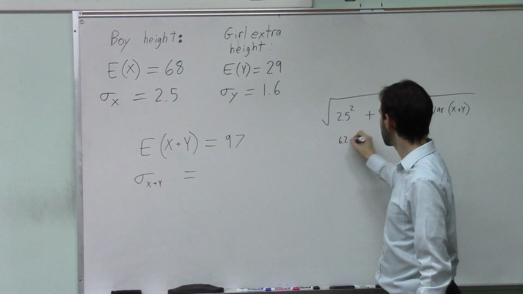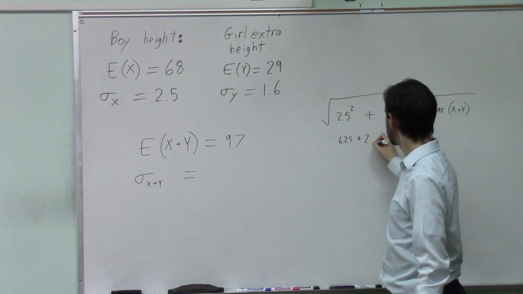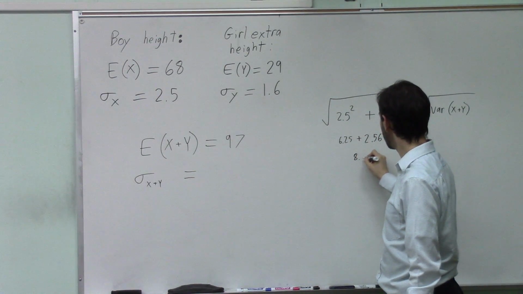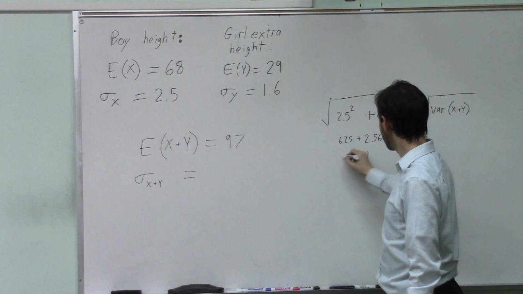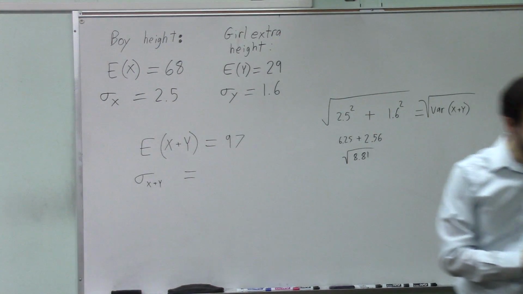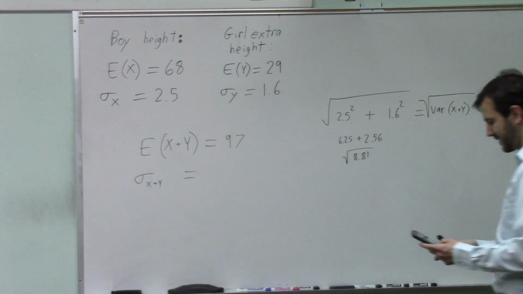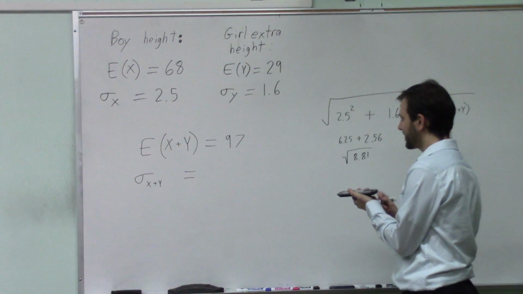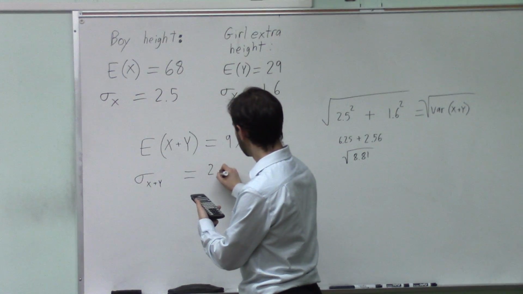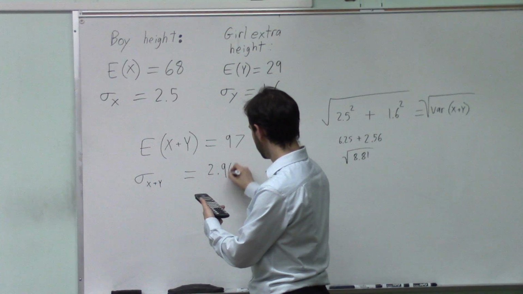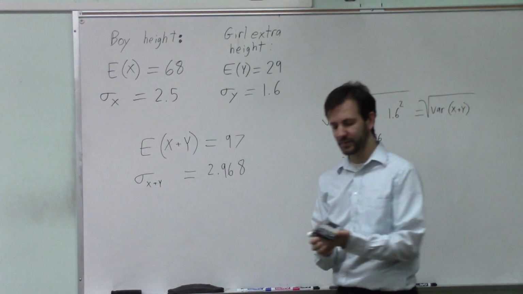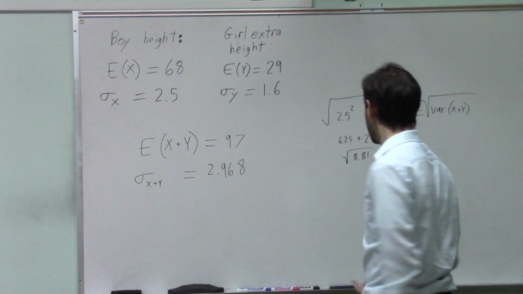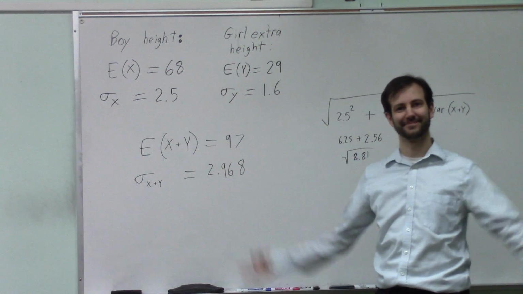So 6.25 plus 2.56 comes out as 8.81, then we need to square root that, and that'll come out as, who knows what, let's find out. The square root of 8.81, yeah, it's 2.97. My point is that we do not add standard deviations when combining two different random variables. We basically use Pythagoras.